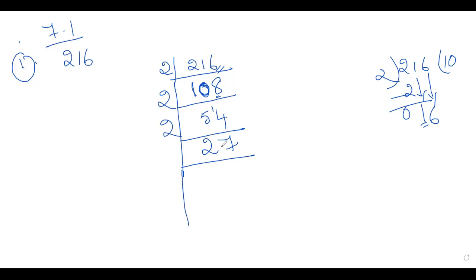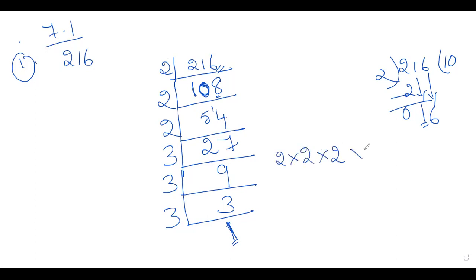Okay, 27 is an odd number. You can't divide it by 2. So go for the next number, that is 3. It divides, right? 3 9s are 27. And 9 again divided by 3. 3 3s are 9. Again divided by 3. 3 1s are 3. Yes, we got the quotient 1. Right, children? See how many 2s are there? I will write here. 1, 2, 3. Write 2 into 2 into 2 into. How many 3s? 3 times are there. 3 into 3 into 3.